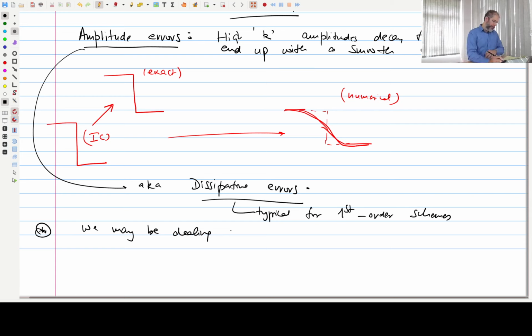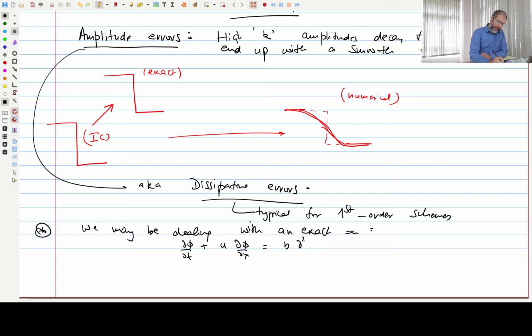Now we may be dealing with an exact equation which actually has a diffusion term in it. Now we are expanding beyond one kind of equation. So let's say we have an equation which looks like del phi by del t plus u del phi by del x, but on the right hand side we also have a diffusion term which is because of some physical phenomena. So this is the actual equation we are trying to solve. That can very much be true because we have the convection diffusion equation, which demonstrates a lot of physical processes. So let us say this is the exact equation we are trying to solve, and we are using a first order scheme.